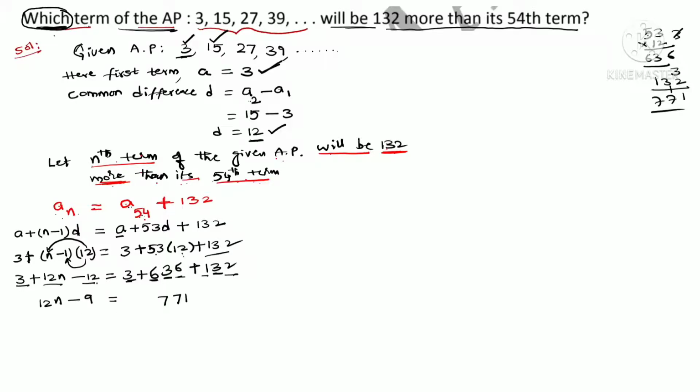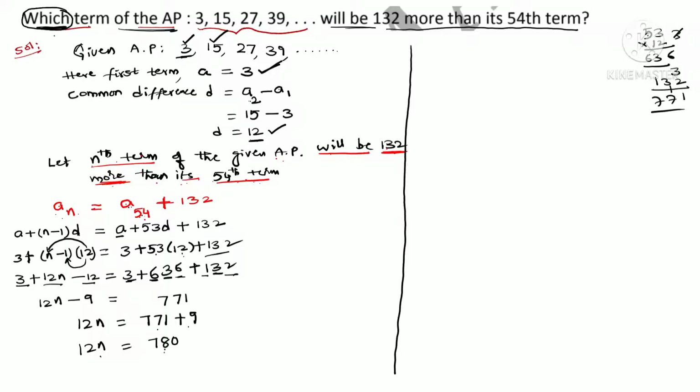771 only. So minus 9, if you transpose, this 12n is equal to 771 plus 9. So 12n is equal to 771 plus 9 is what? 780. Yes? Yes or no? Next step. 12n is 780 means n is equal to 780 by 12. 12 is multiplying here. If you transpose, it will divide.